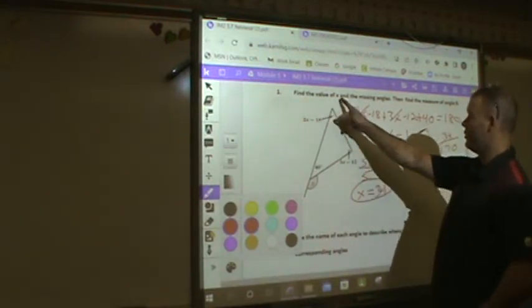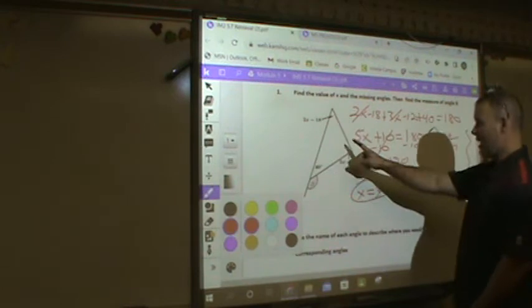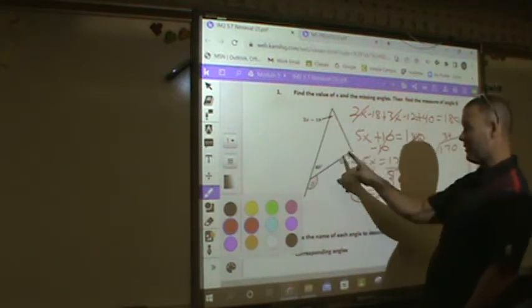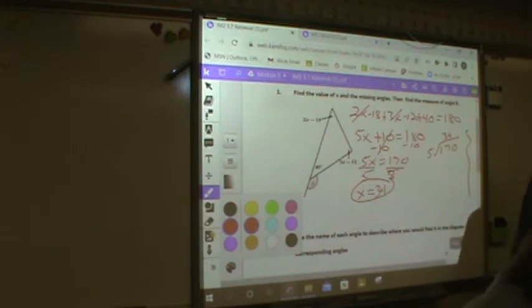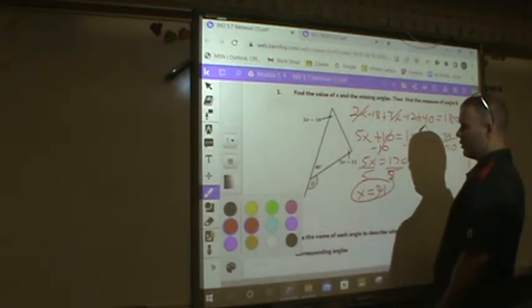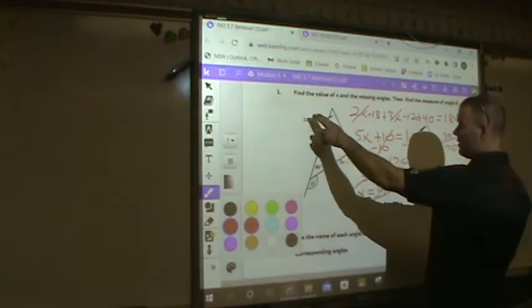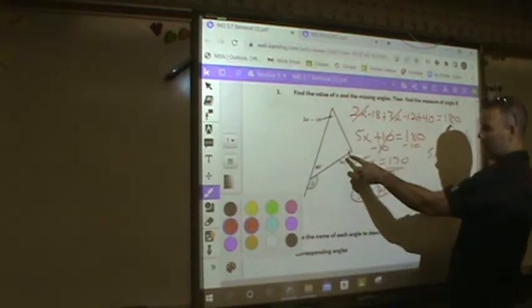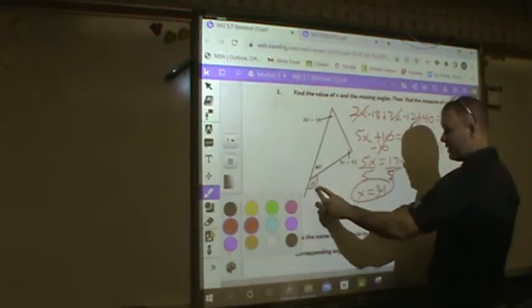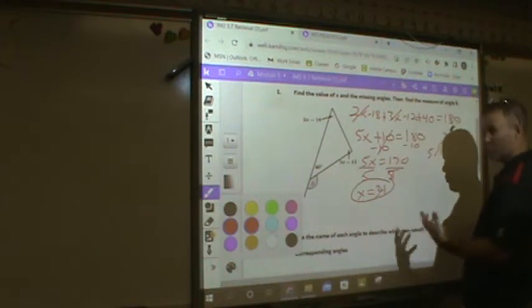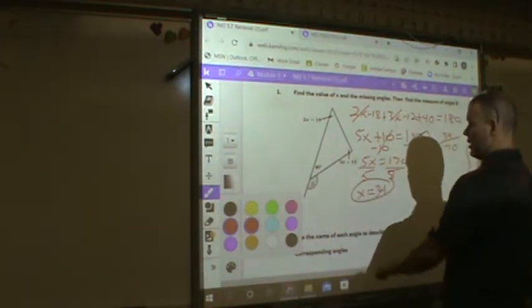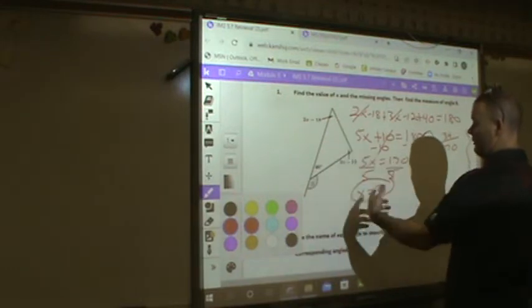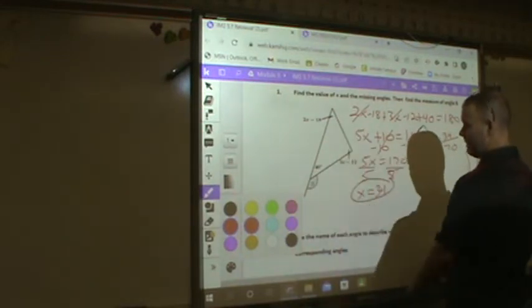Now I found the value of x. 34 is not the measure of an angle. It's only the value of the variable. Then it says find the measure of the missing angle. I could do this one of two ways. You could say that 2x minus 18 plus 3x minus 12 is equal to b. That is absolutely true. The problem is I don't know what angle b is, and I don't know what either of these measures are. If I knew that, I could add those two together and find b.